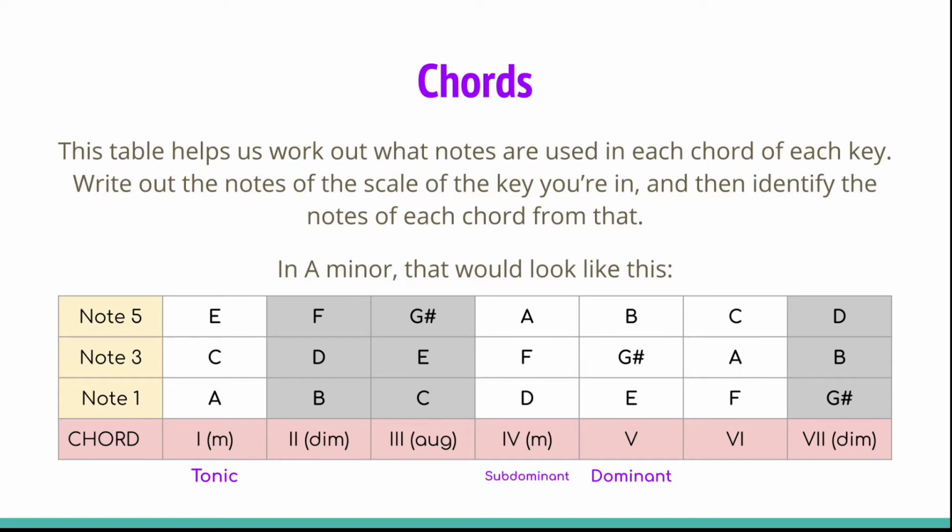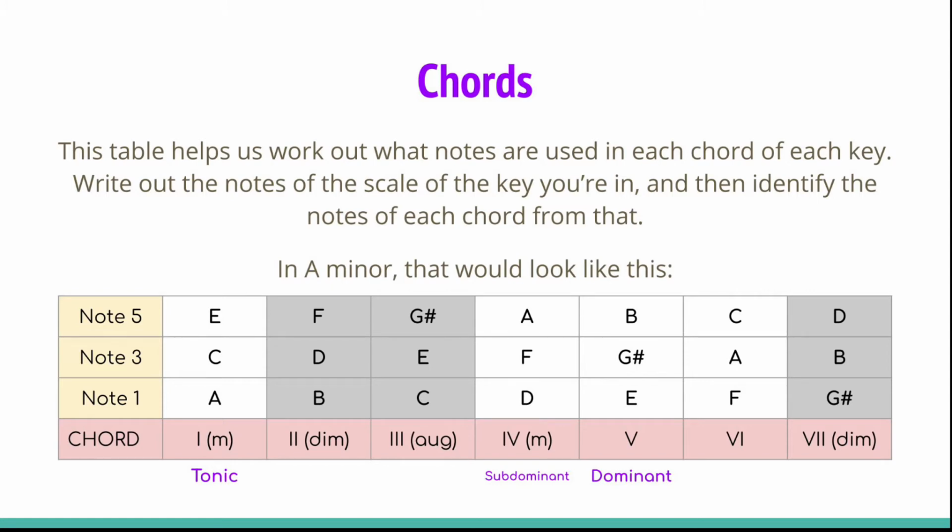Pause the video and do the same as you did before. Copy all the information from this grid into the final grid of your Keys and Chords page. This will help you work out what notes are used in each chord of the key of A minor. Remember to write out the notes of the scale first of the key of A minor along the bottom row, and then identify the notes of each chord from that.